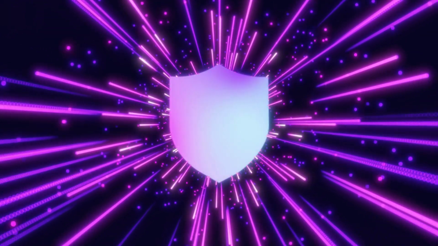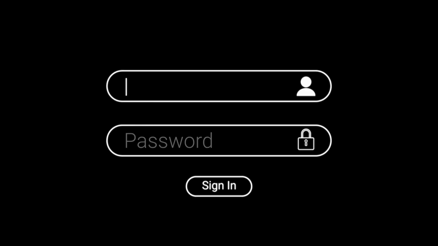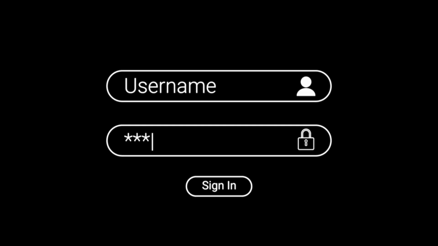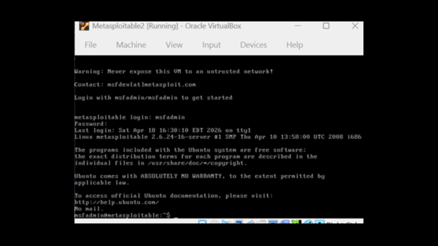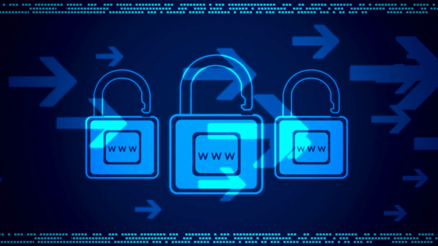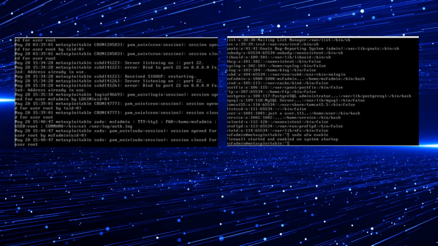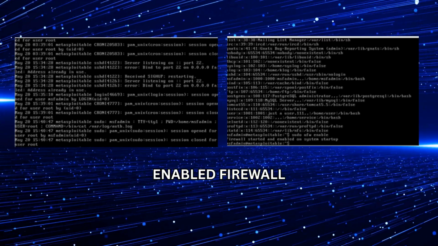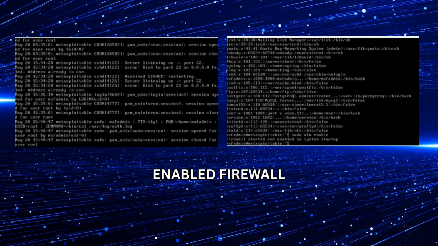I logged into the Metasploitable 2 VM locally using the default credentials of msfadmin:msfadmin and implemented several security hardening changes. First, I enabled a firewall to help control and filter network traffic, which reduces unauthorized access to the system.